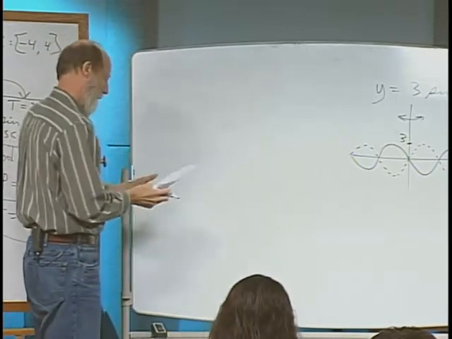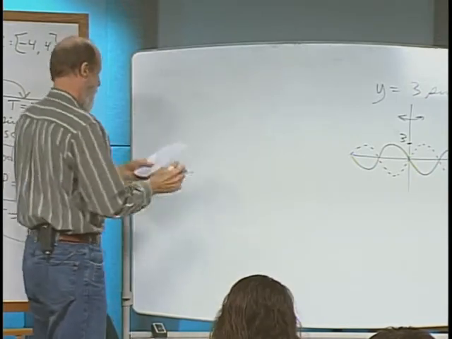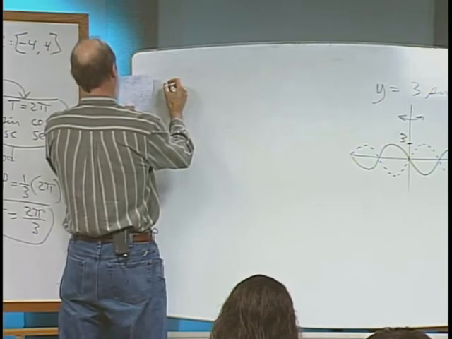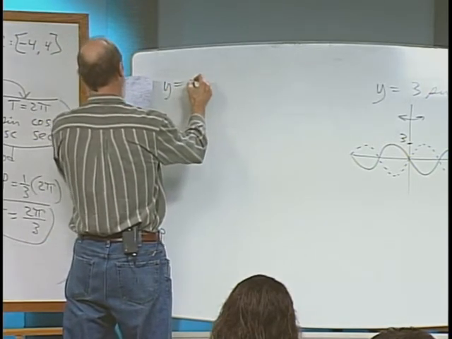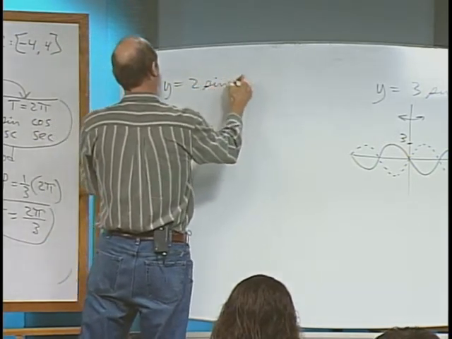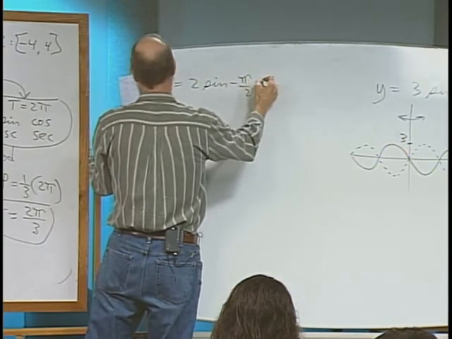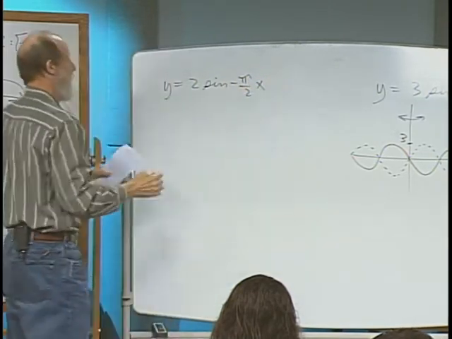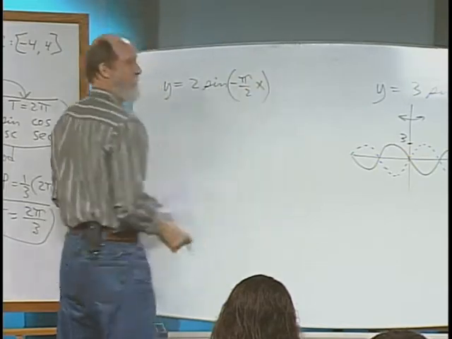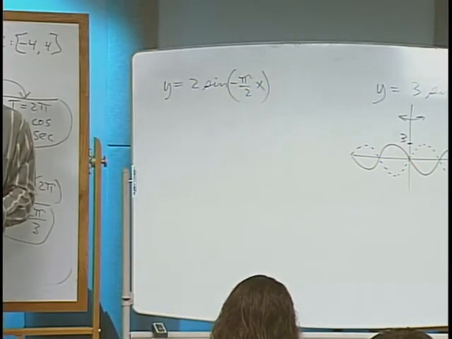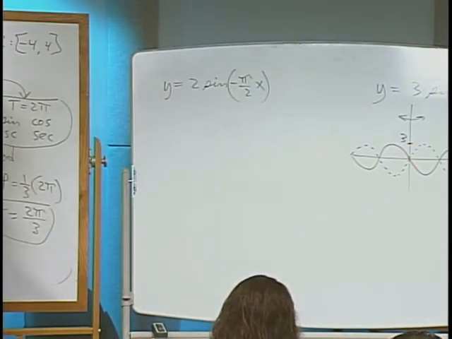Let's see, I think I have something. How about this one? Y equals 2 sine of minus pi over 2 x. Something out of the book.